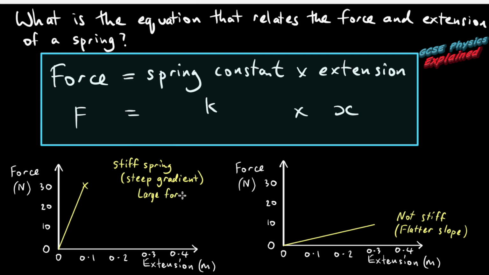And a large force produces a small extension. And with this one, a small force creates a large extension. That's how you would get about 3 marks for explaining what the gradients show.